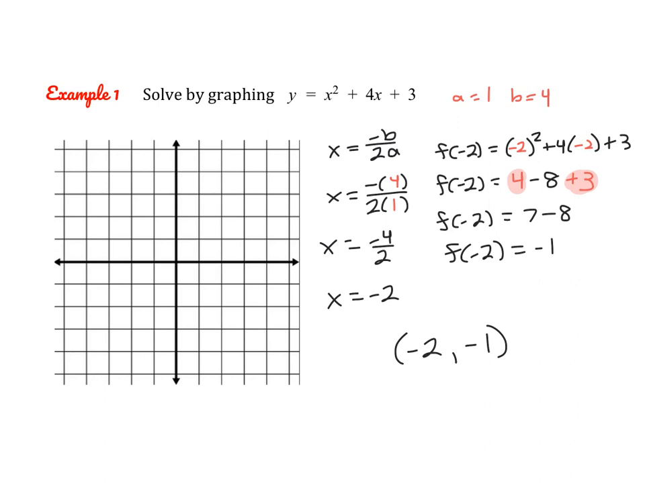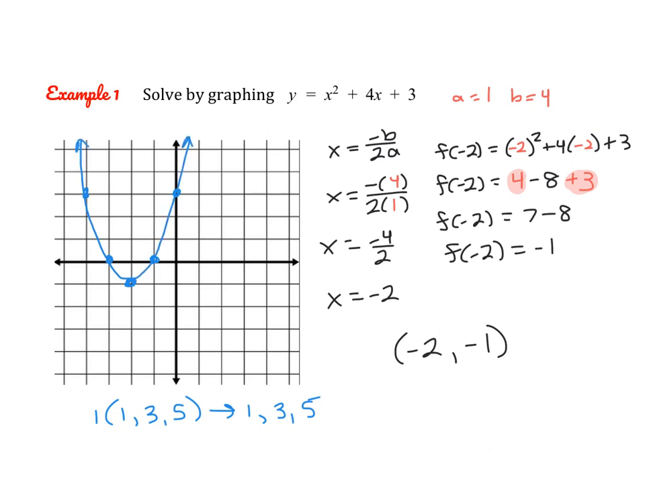So now let's graph. So my vertex is right here. I know that all parabolas follow an a times 1, 3, 5 growth pattern. So in this case, our a value is 1, so it follows a 1, 3, 5 growth pattern, meaning from our vertex, we go up 1 over 1, up 3 over 1, and then up 5 over 1 if there's room on your graph. And then let's make our parabola.